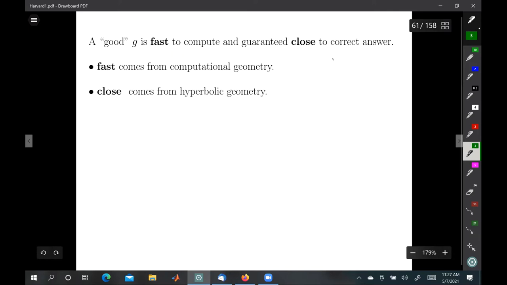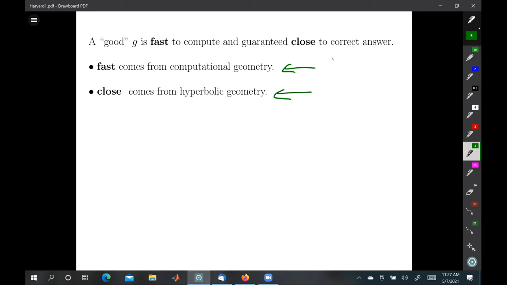Now it turns out fast comes from computational geometry and close comes from hyperbolic geometry. So let me describe each of these.